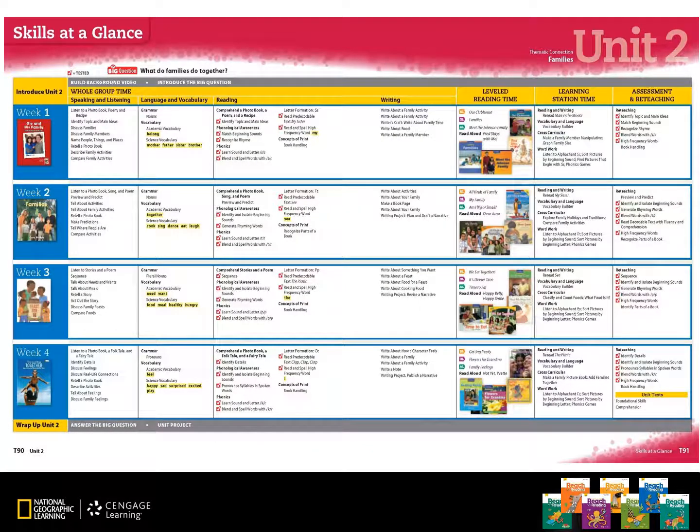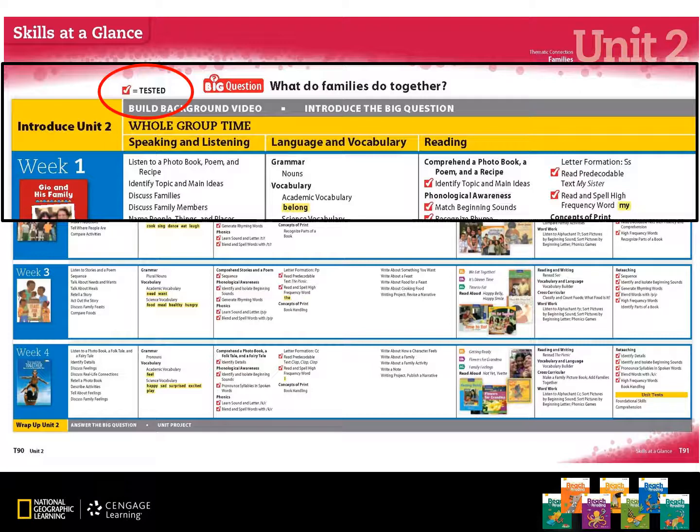Reach for Reading shows all the skills broken down by week at a unit Skills at a Glance page. Assessment and reteaching skills and strategies are easily identified on the Skills at a Glance unit planner. Tested skills are denoted by red checked icons, and these are the most important skills to emphasize.